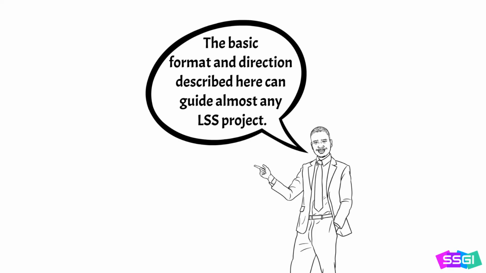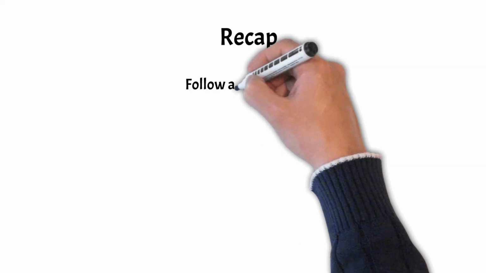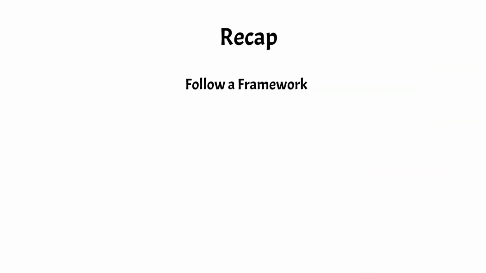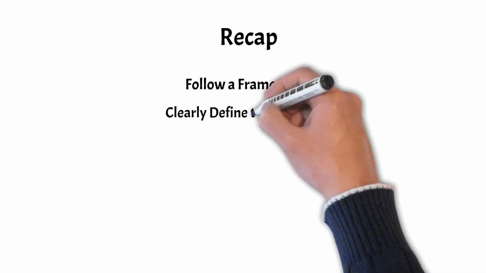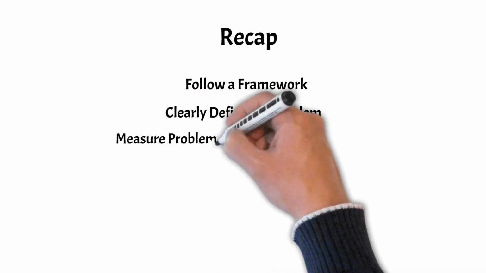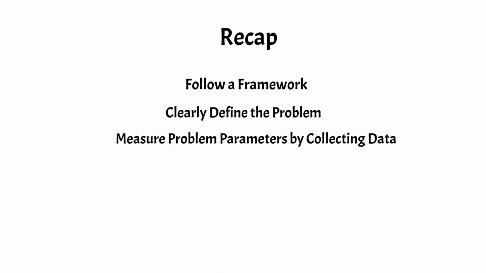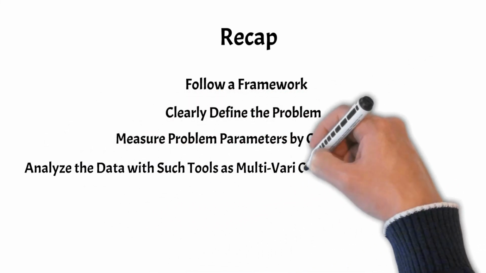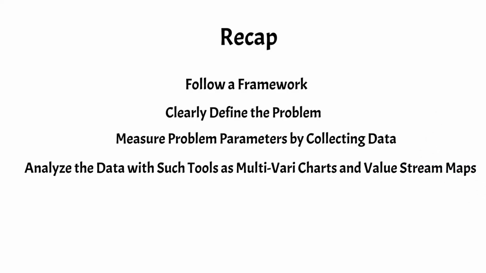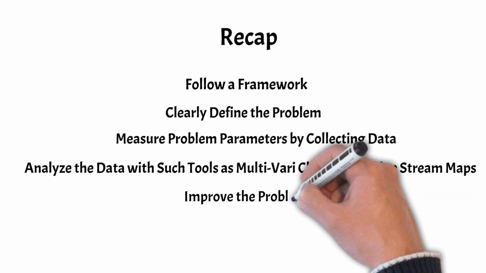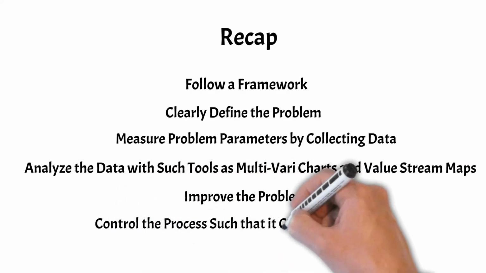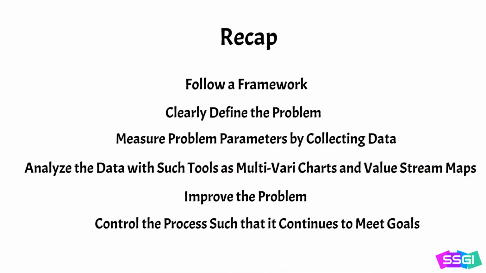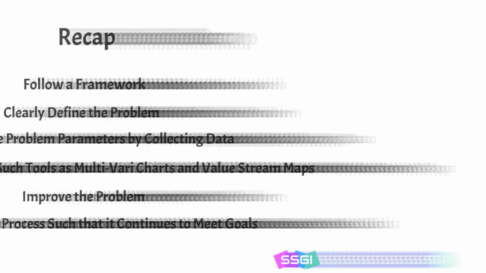To recap, the basic issues of a Lean Six Sigma study include: follow a framework, clearly define the problem, measure problem parameters by collecting data, analyze the data with such tools as multivariate charts and value stream maps, improve the problem, and finally control the process to ensure that it continues to meet goals.